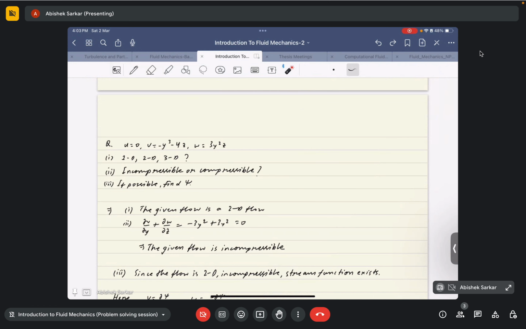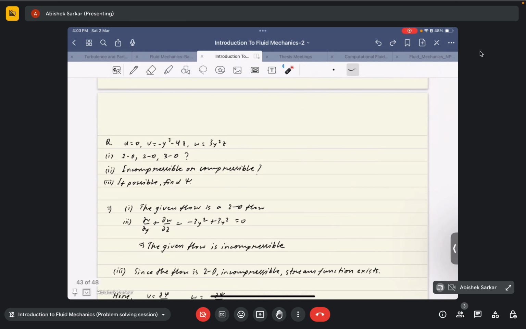Okay, so consider this question where the velocity components are given by u, v and w, where u is equal to 0, v is equal to minus y cube minus 4z, sorry if it is unclear, and w is equal to 3y square z. Since we are discussing a problem, you can stop me at any time to ask if you have any doubt regarding derivations or the terminologies that I have discussed.